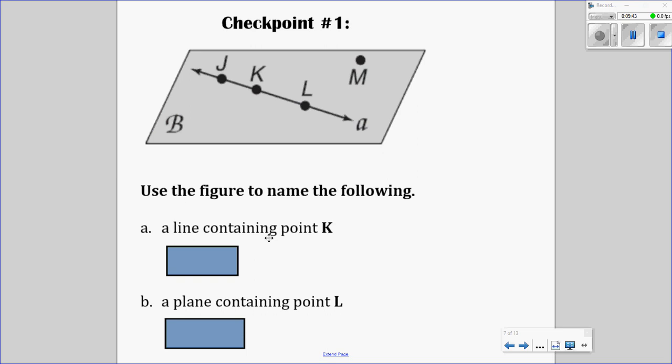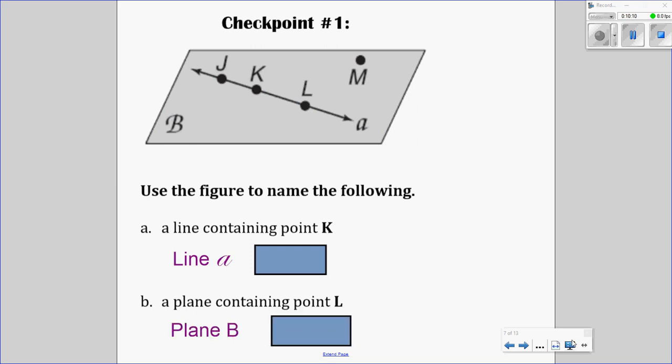So we have another one. We got a plane, we got a line, and we got a point. So they want you to name a line containing point K. Let's find K. It is on line A. We need to name a plane containing point L. There's L. We're looking for a plane. This is a plane. What is it labeled? B. Plane B.